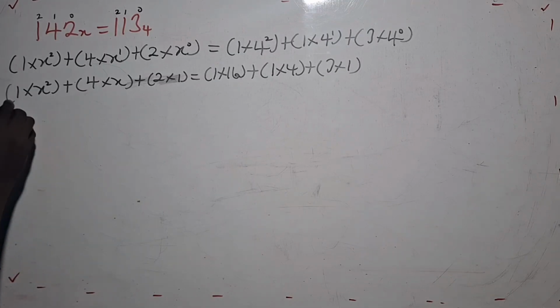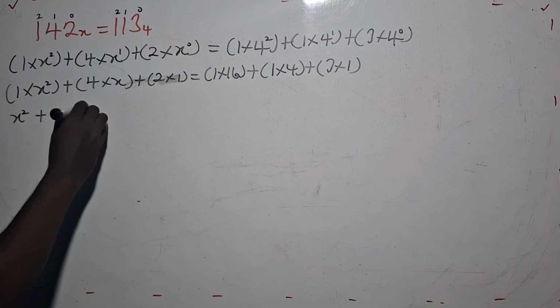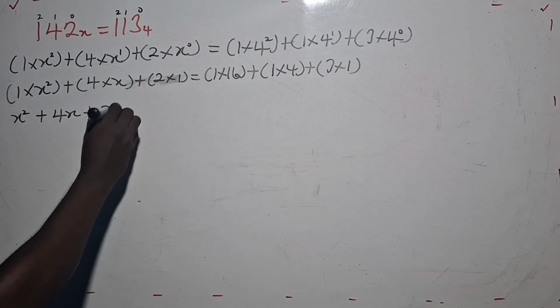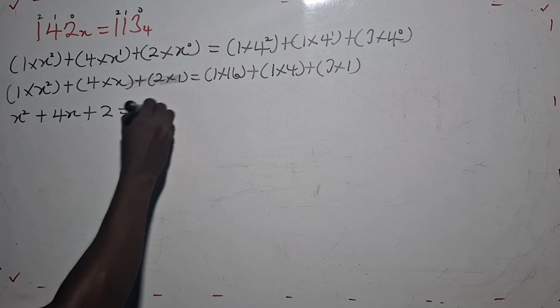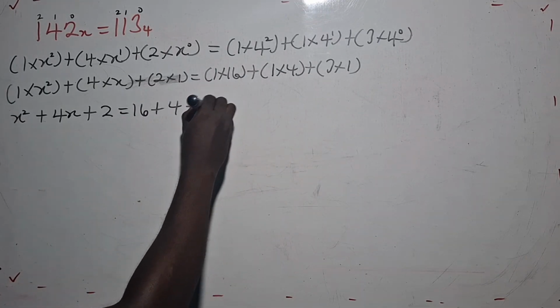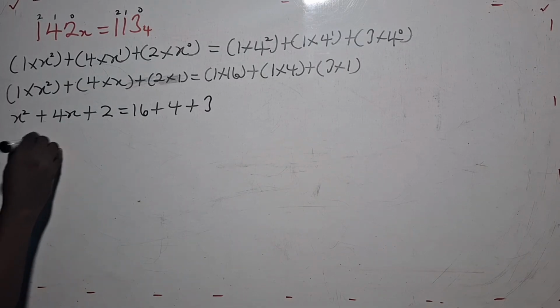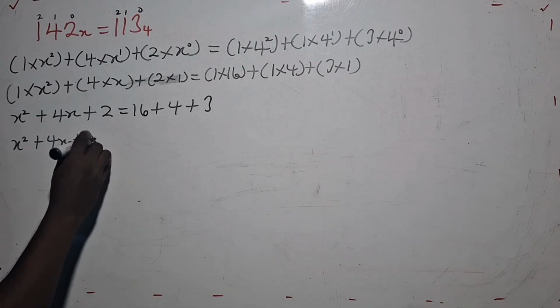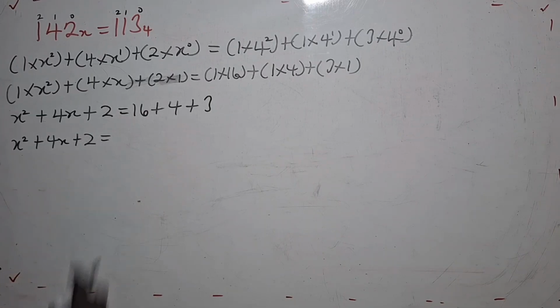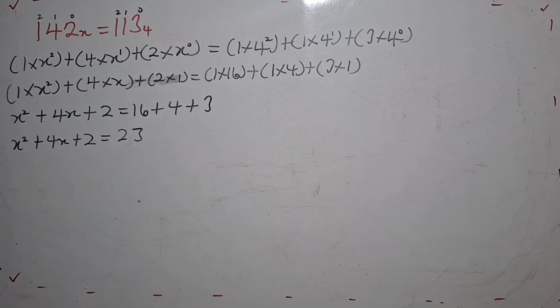So 1 times x squared will give me x squared, plus 4 times x will give me 4x, plus 2 times 1 will give me 2, is equal to 16 plus 4 plus 3. So I have to group like terms here, but I'll write this: 4x plus 2 is equal to, now 16 plus 4 is 20, so this one will be 23. Now this is quadratic.